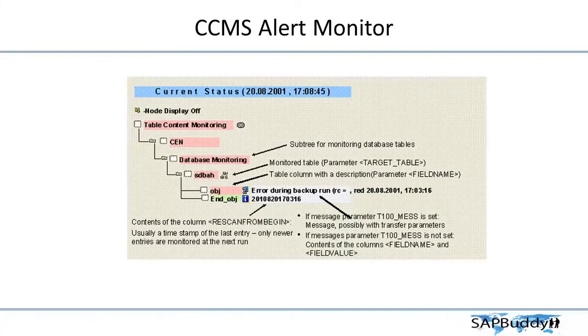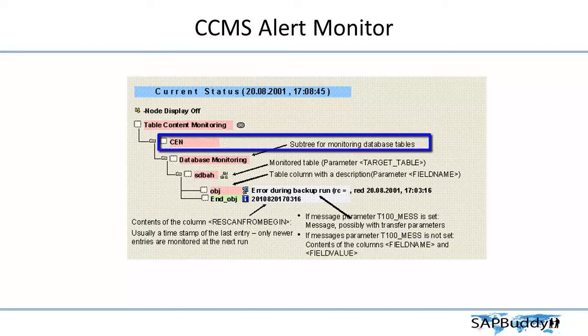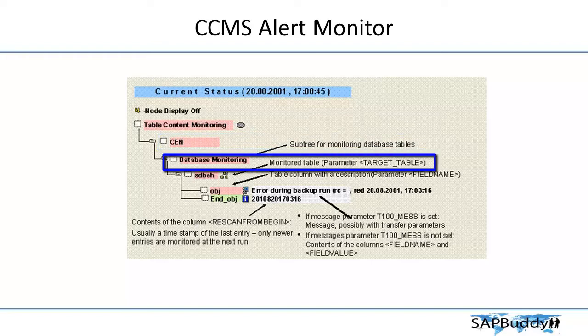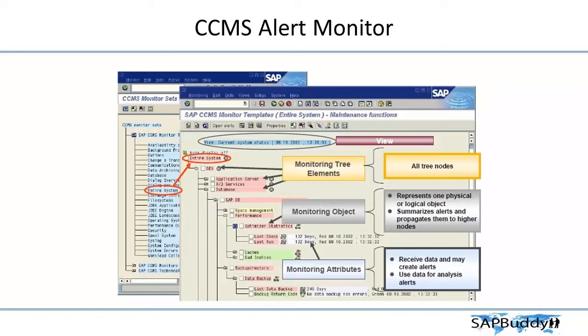Yeah, if you can see, this is the structure which we are going to use in the monitoring. Then if you see here, we have the subtree of monitoring the tables, for example here. Then we have monitoring tables and the target tables and columns. And maybe if I go to the next one, it's here. So this is the alert monitoring structure which we have seen. This is called one view. This is an entire system landscape. You can see here the entire system you can monitor.